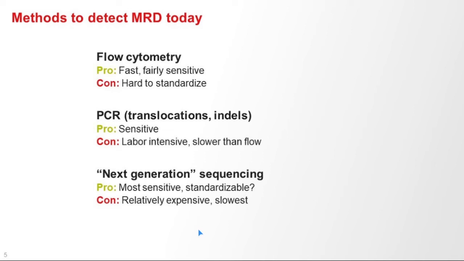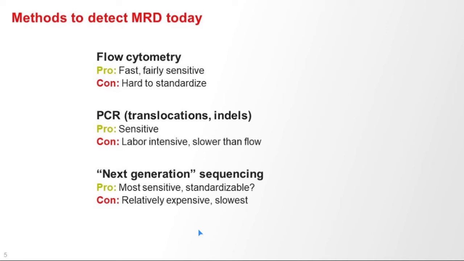Flow cytometry is the most common in ALL and AML, and the pro of that is that it's fast and fairly sensitive. The con is it's been hard to standardize across different labs. There are different methodologies, and different philosophies when you study a new phenotype versus just any variation other than normal. And that kind of basis is more on religion, I think, than science.